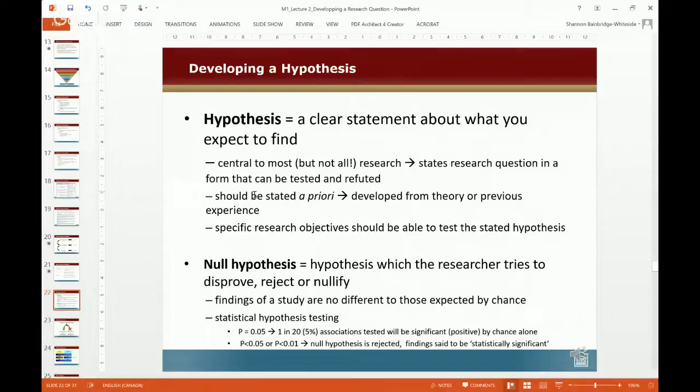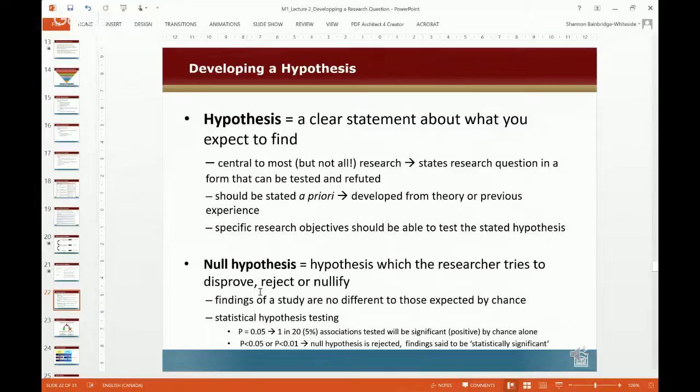So once you have a nice clear hypothesis, it's very easy to identify very specific research objectives. So these are action items, action statements that are going to help you determine whether your hypothesis is true or not. Right? And you're going to see a few examples of that in a second. If you go back to your statistics class, the null hypothesis is really the opposite of your hypothesis. It's what you're trying to disprove or reject.